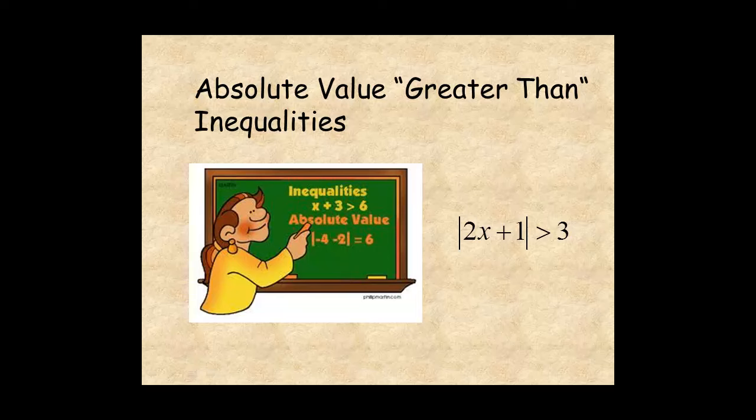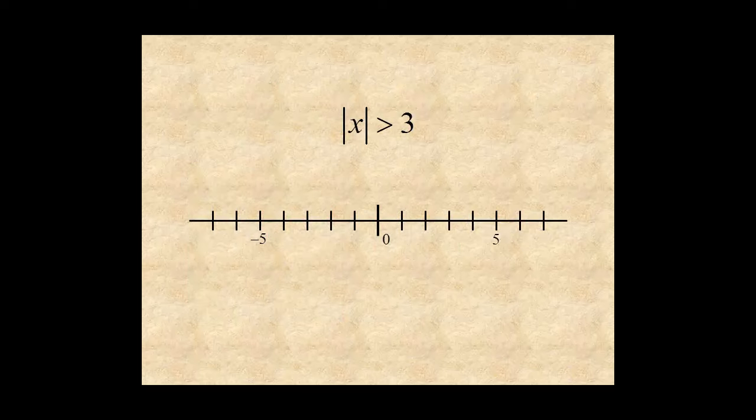This lesson shows how to solve absolute value greater than inequalities. The lesson begins with a question. What's the meaning of this statement? What are the set of numbers on the number line whose absolute value is greater than 3?